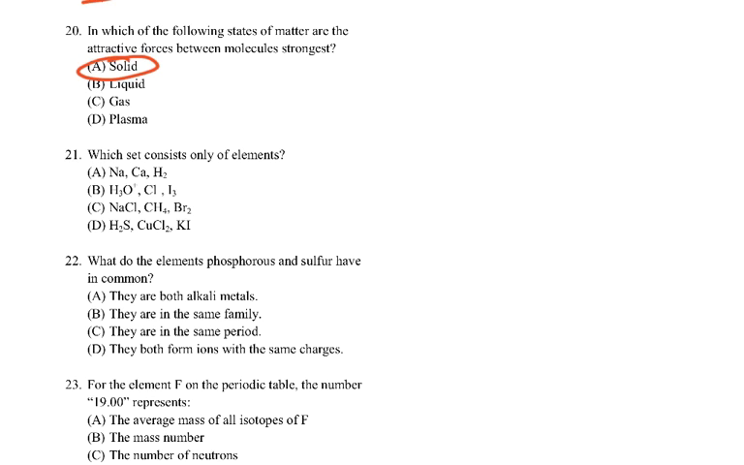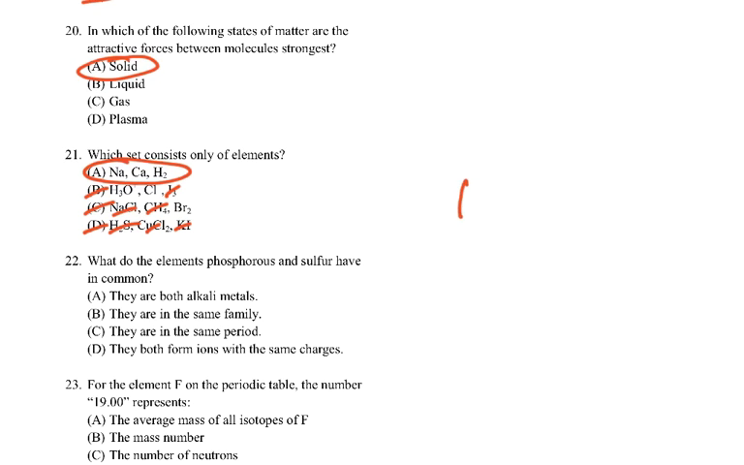Which set consists only of elements? So we want to eliminate these guys, which have ions. Those are compounds. Here's some compounds. These are the only ones that are elements, even though it has a diatomic, that's good. Answer A.